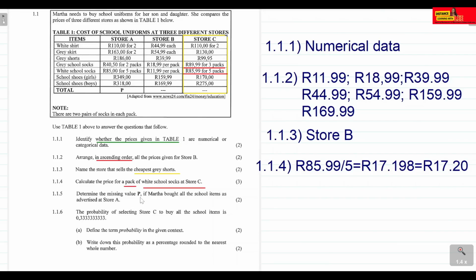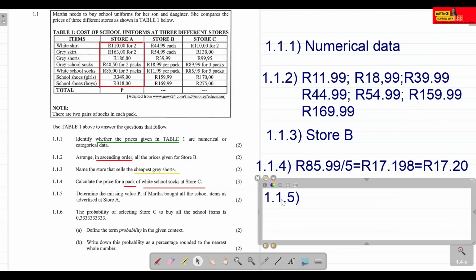Determine the missing value P if Martha bought all the school items as advertised at store A. Okay, so if Martha bought all the items that are advertised at store A, what would be the total that she would need to pay? So all that we need to do in this case is add up all the values, or the prices of all these school items together. Once we add them up together, we'll be able to find out what the value of P is, or how much you'd have to pay. So we're going to add up all these prices together.